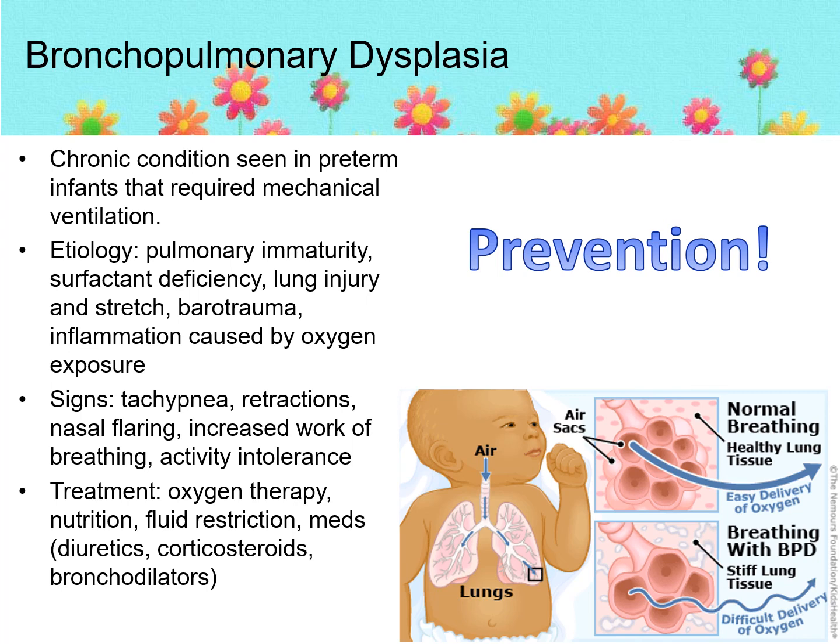These babies may have an increased need in the ventilator settings, or they may have the inability to be weaned off the ventilator. Our treatment is going to be oxygen therapy, nutrition, fluid restriction, and medications such as diuretics, corticosteroids, or even bronchodilators. And the whole key to bronchopulmonary dysplasia is prevention.